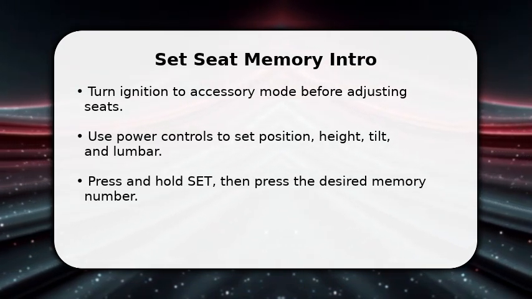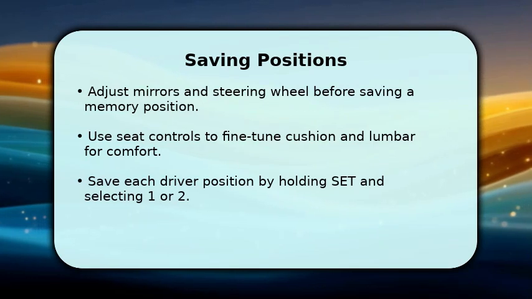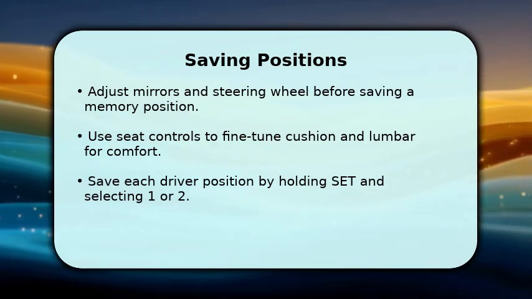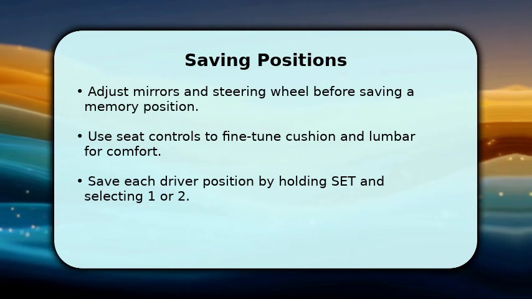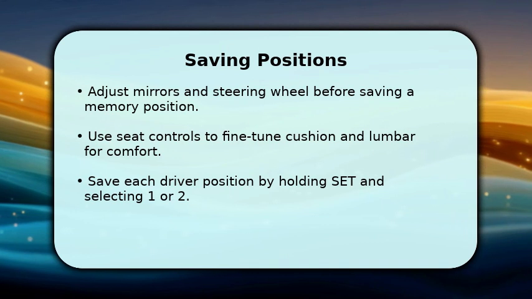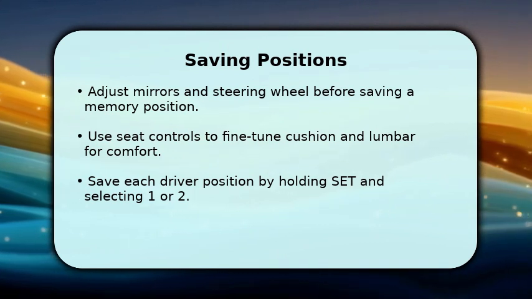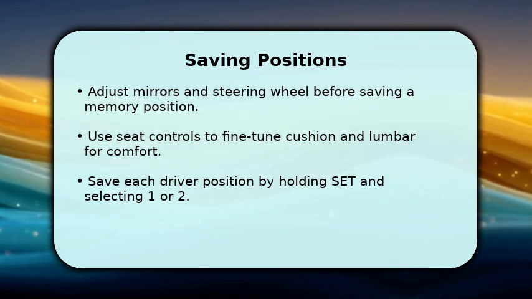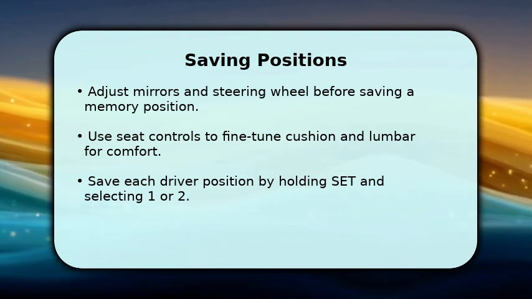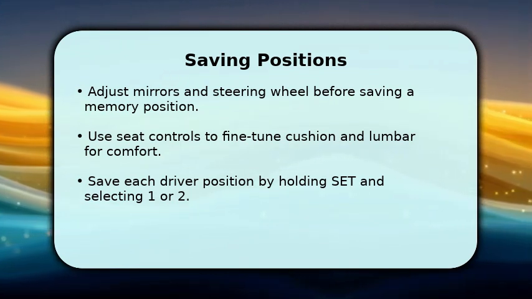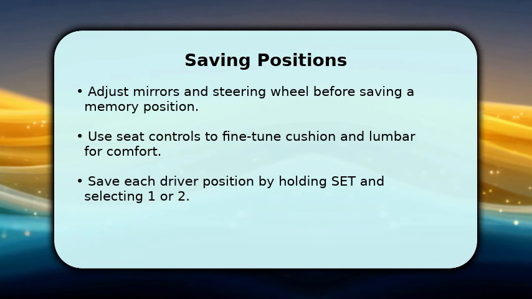Repeat for both drivers. Start the car or switch to accessory mode so electronics are active and responsive. Use the seat controls to fine-tune height, tilt, lumbar, and backrest until the position is comfortable. Adjust mirrors and steering wheel if tied to memory. Once set, press SET and then press and hold 1 or 2 until you hear confirmation. Verify the memory by moving the seat and selecting the saved number to return to the position.